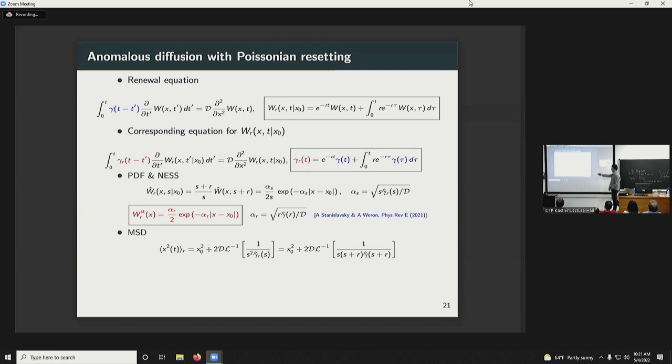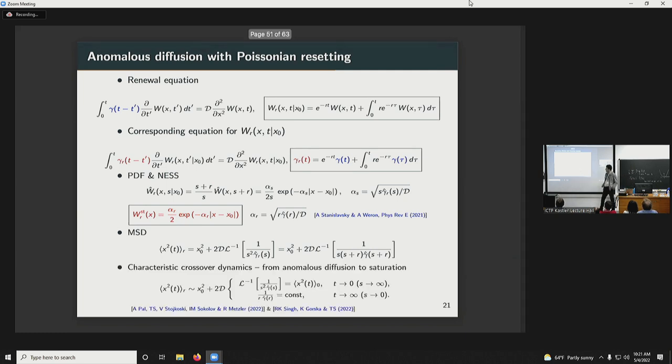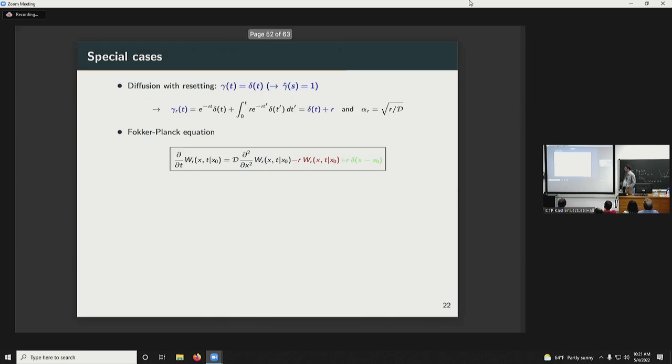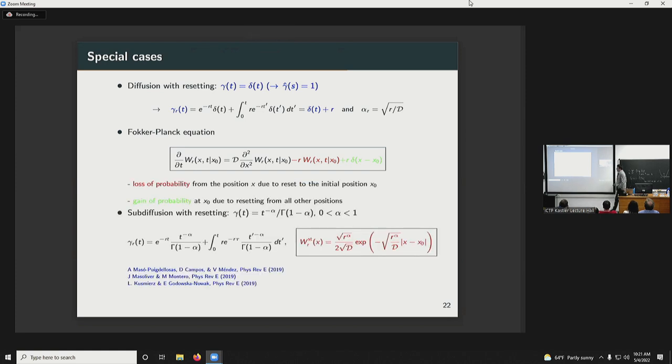And then we can easily calculate the mean square displacement. If we analyze the short and long time limits, we see that in the short time limit it behaves like without resetting, and in the long time limit it saturates. So we have this transition dynamics. This is for the standard diffusion equation: if we use a delta function for gamma, we arrive at the known equation for stochastic resetting. And if we introduce a power law memory kernel in the equation, we again obtain a non-equilibrium stationary state, but now this inverse time depends on alpha.